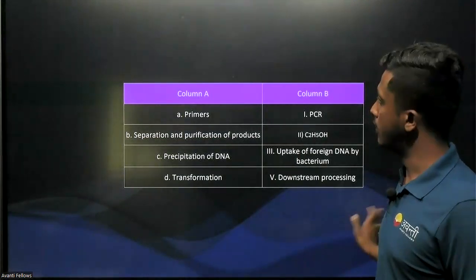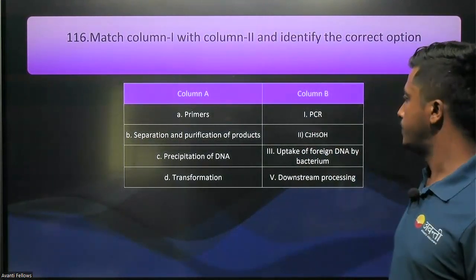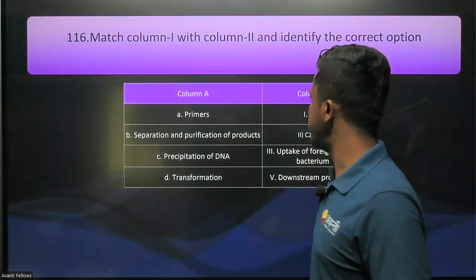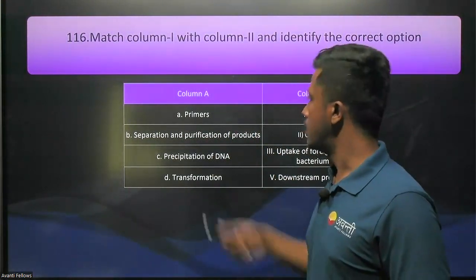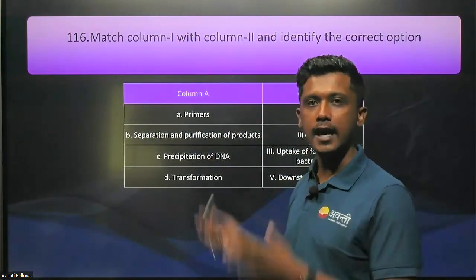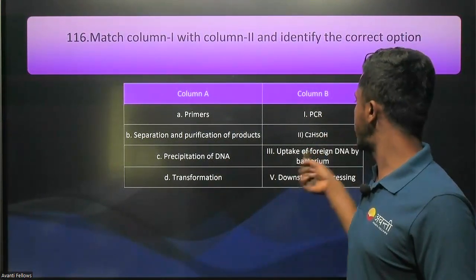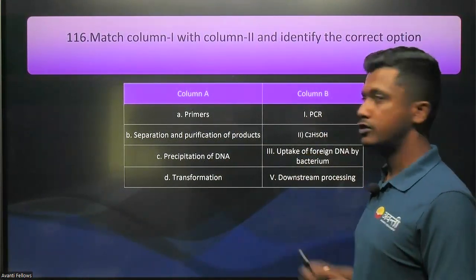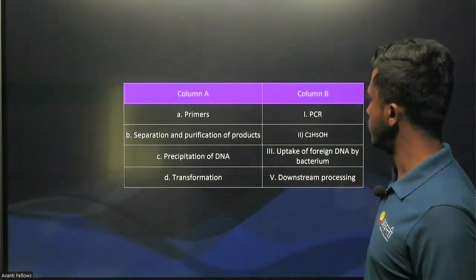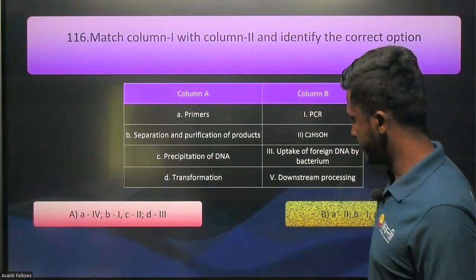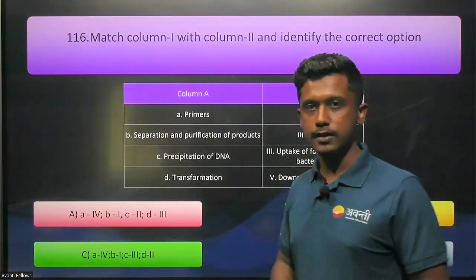Understood? So our next question is we have to match column 1 with column 2 and identify the correct option. Let us look at column A and column B. In column A, we have primers, separation and purification of products, precipitation of DNA, and transformation. In column B, we have PCR, ethanol, uptake of the foreign DNA by bacterium, and downstream processing. The options for this question are given here, A, B, C, D. So let's go and solve this question.